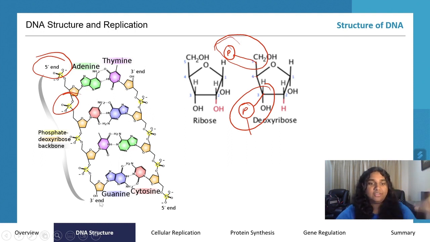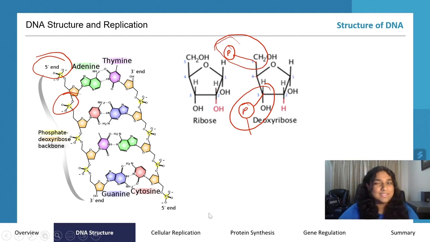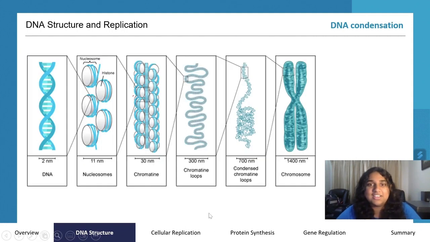And as you go down, the 3' end on the left-hand side will bond to the 5' end on the right-hand side. So they're parallel to each other, but they're running in opposite directions, kind of like that. And that's important to know for your DNA replication section. So in terms of how DNA is stored within the cell, this is its structure in eukaryotic cells.